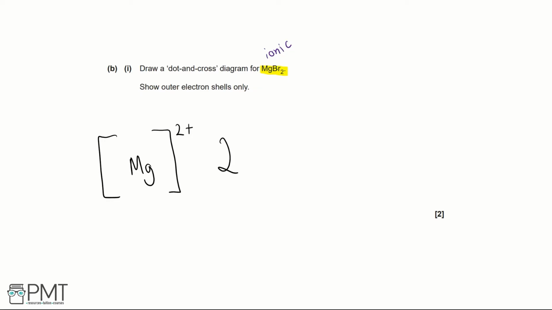But we have 2 bromines, so each one gets 1 electron from magnesium, and then we complete its outer shell with its existing 7 electrons. And bromine has a negative charge, so this is the completed ionic bonding diagram for magnesium bromide, and to get the 2 marks for this question, you must have drawn this diagram, where you get 1 mark for the charges and then 1 mark for the outer electrons in this question.